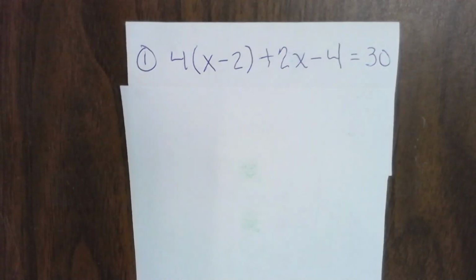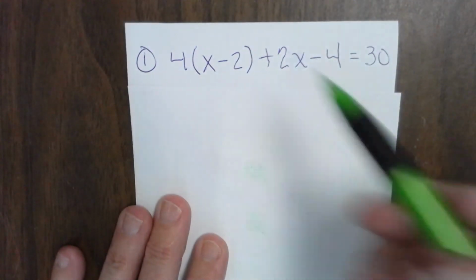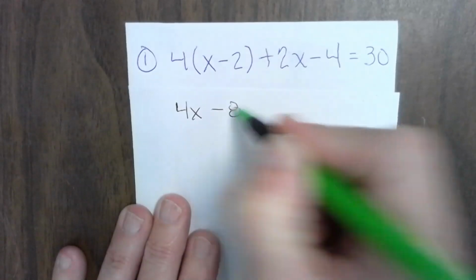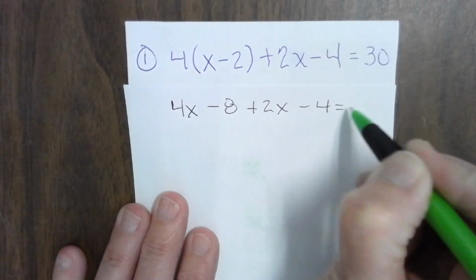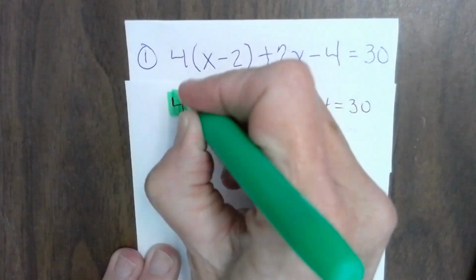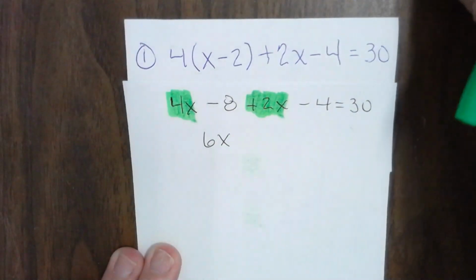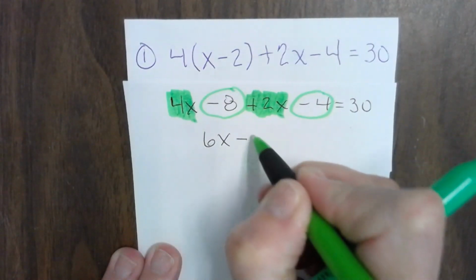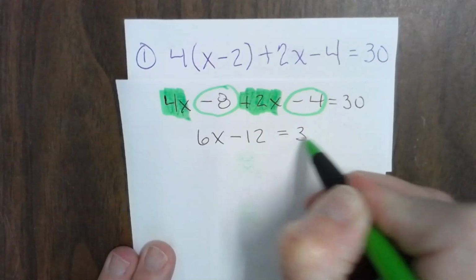Okay, folks. You guys did a really good job, but I'm going to go over this so that everybody's got it. So when I distribute here, 4 times x is 4x, 4 times negative 2 is negative 8. I'm going to bring everything else down. My next step is to combine like terms. So I've got a 4x that goes with a positive 2x. That gives me 6x. My constants, I've got a negative 8 and a negative 4. When I combine that, I get a negative 12. Notice I just wrote minus 12.